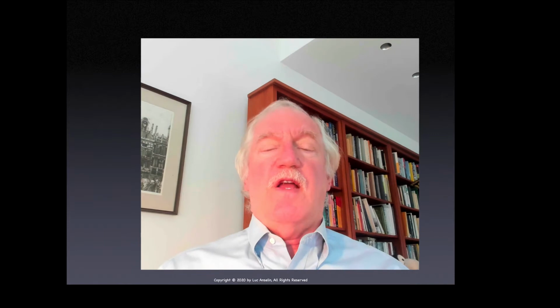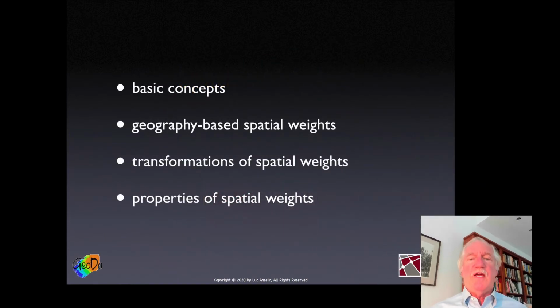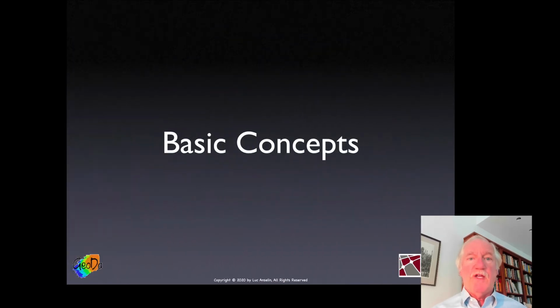And in this set of slides, I want to spend a little more time on spatial weights because they tend to be a major stumbling block conceptually when you have never been exposed to this. So I'll start by motivating why we need it and then go over some simple examples of spatial weights based on geography, some standard transformations, and then how we compare spatial weights, how we look at their properties.